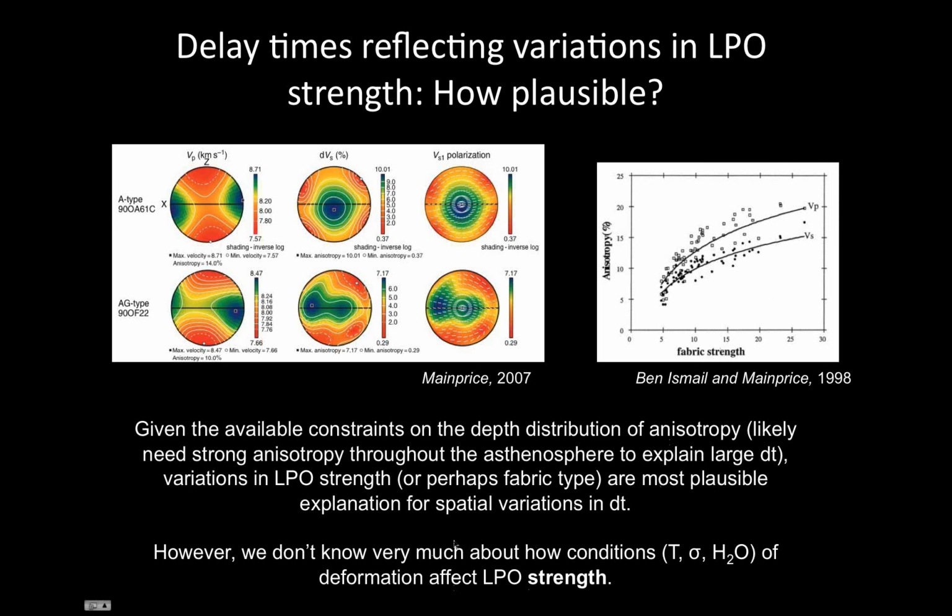The problem is that we don't know very much at all. There's been very little laboratory work done looking at how deformation conditions, such as the temperature or the stress or the water content, actually affect the strength of LPO. So again, I think this is a really intriguing idea, but I think we don't quite have the constraints on the mineral physics side to evaluate whether different conditions might be giving us different strength in LPO. But it's worth keeping in mind that there's a huge variation in LPO strength in natural rocks, and I think this is certainly a plausible explanation.